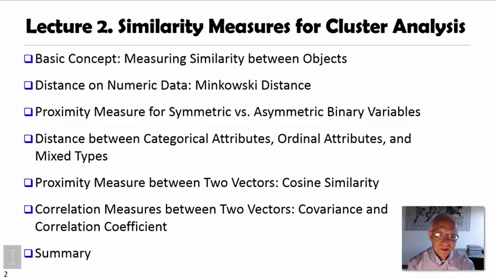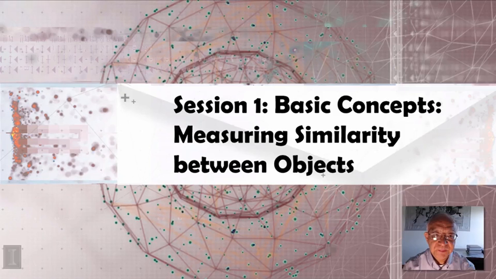We'll discuss the distance measure between categorical attributes, ordinal attributes, and mixed types. We will introduce proximity measure between two vectors, cosine similarity. Further, we are going to introduce correlation measures between two vectors called covariance and correlation coefficient.